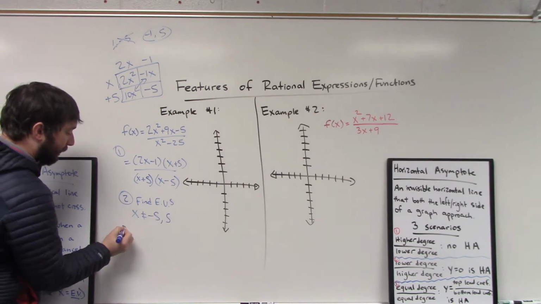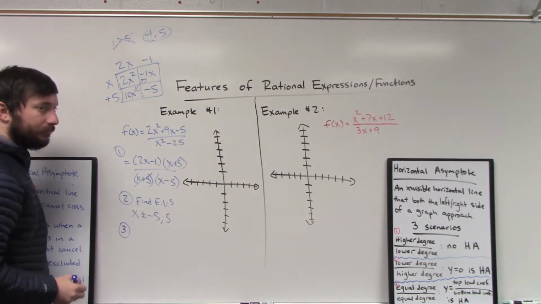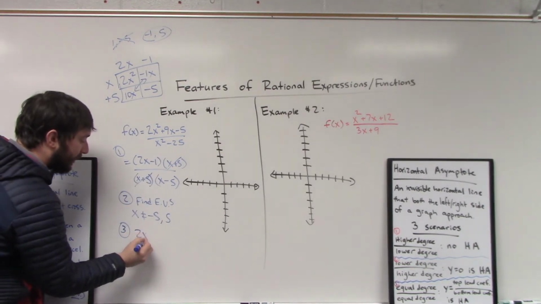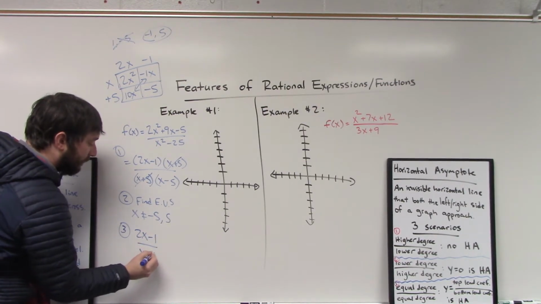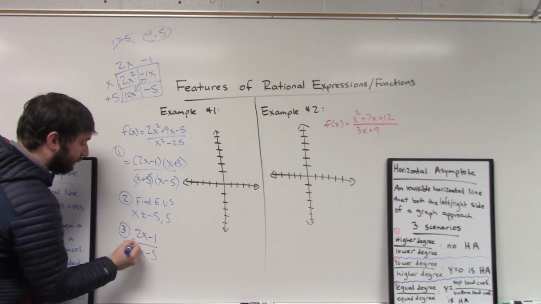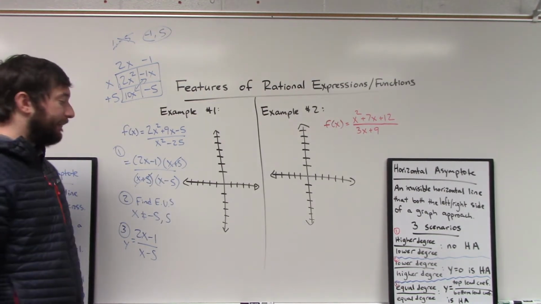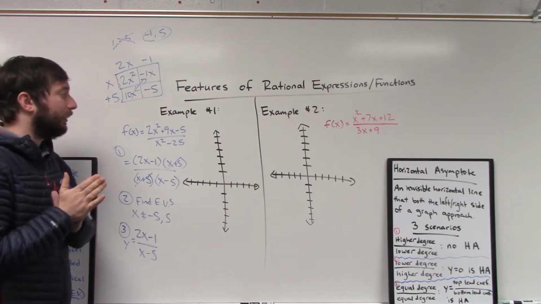And only now are we able to cancel top and bottom. Parentheses that look the same, x plus 5 top and bottom. We're left with 2x minus 1 over x minus 5. So y equals this, or f of x equals this. You have that equation and function now written. This is what we've done so far in our lessons.